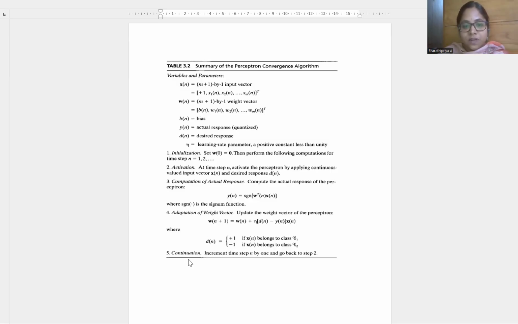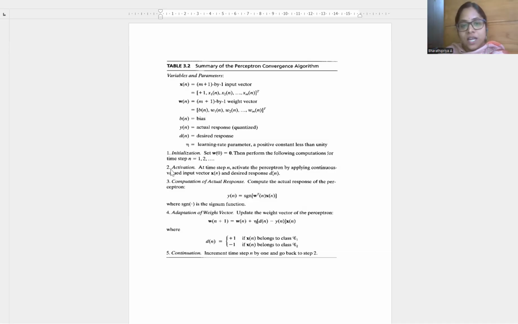And this process continues. That is, increment the time step by 1 and go back to step 2. The same process continues until no classification errors occur. So this is the brief summary of the perceptron convergence algorithm. The first one is the initialization. The initialization is performed on the weight and the bias values, which basically can be set to zero.